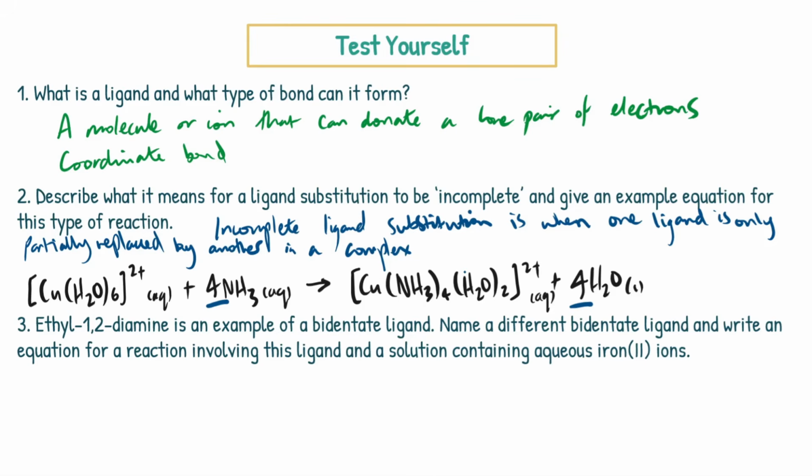All right, question 3, guys. Ethane-1,2-diamine is an example of a bidentate ligand. Name a different bidentate ligand and write an equation for a reaction involving this ligand and a solution containing aqueous iron 2 ions. Right, so can you remember what the other bidentate ligand is that you need to remember?